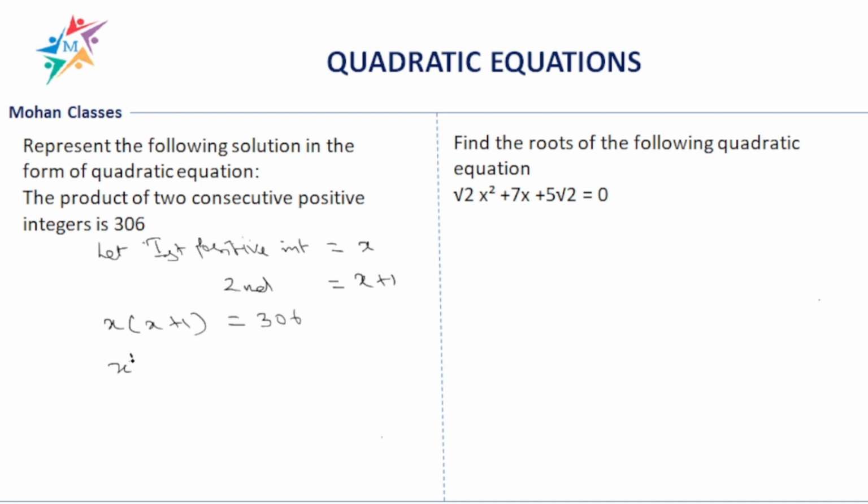That means x square plus x is equal to 306. That means x square plus x minus 306 is equal to 0. Now it is a second degree equation. It has the term in x and a constant. It is in the form of ax square plus bx plus c is equal to 0. Here the coefficient of x square, a, is 1, b is also 1 and the constant is minus 306. So it is a quadratic equation, and we have represented it in the form of the required quadratic equation.